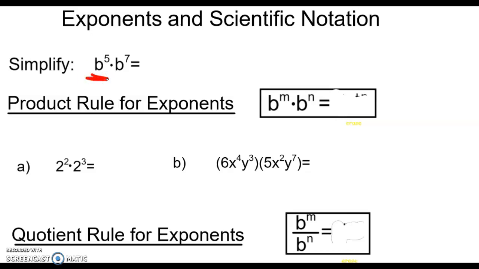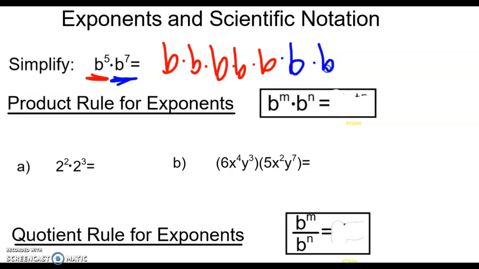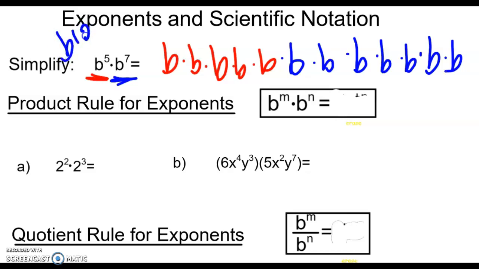Well, here's what happens. When you have powers, that means repeated multiplication. So b to the 5th is actually b times b times b times b times b, 5 times. Then b to the 7th is b times b times b times b times b, b, and b. So if I now counted them up, that's b multiplied by itself 12 times. That's where you get the b to the 12th.